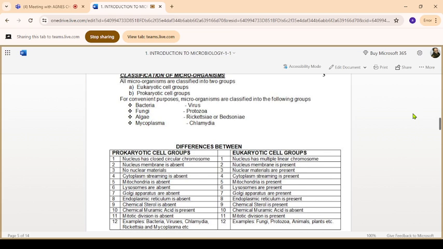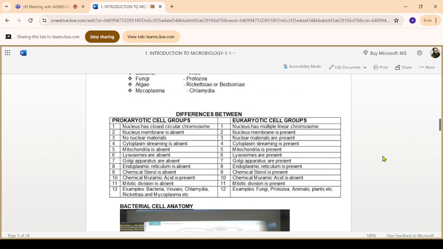Lastly, examples of prokaryotic cells, we have bacteria, viruses, chlamydia. Then in eukaryotic cells, examples, we have fungi, protozoa, animals, plants, etc. Thank you, Lynette, for your contribution. That is the difference between prokaryotic cells and eukaryotic cells.